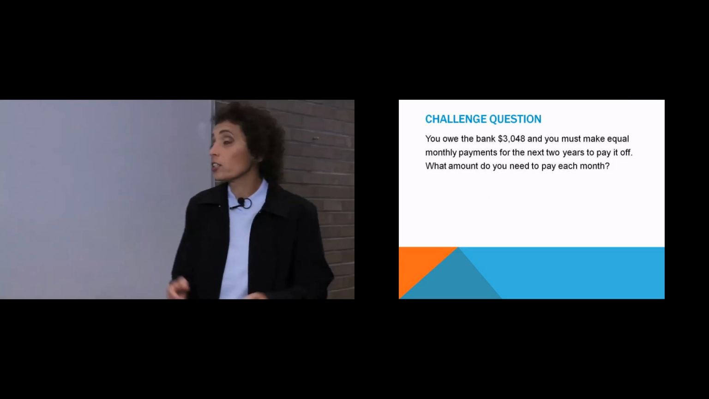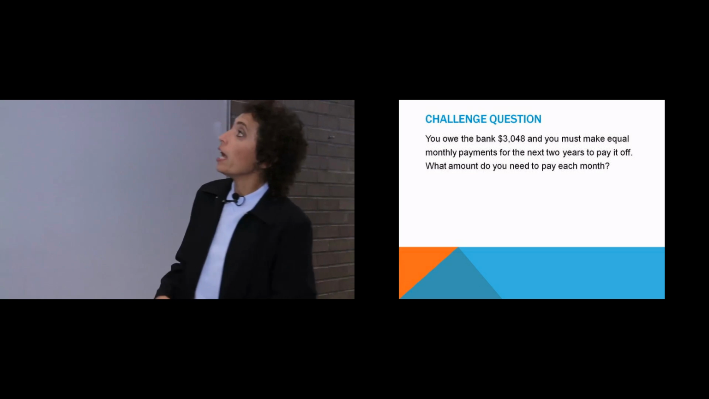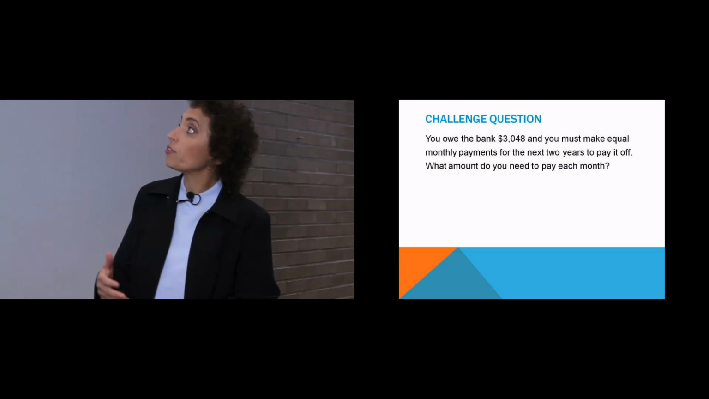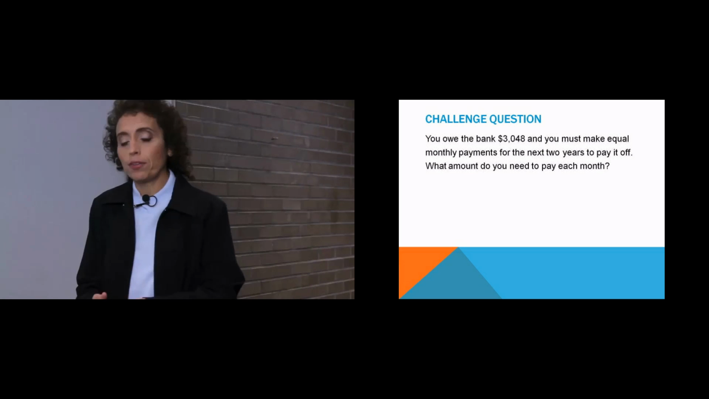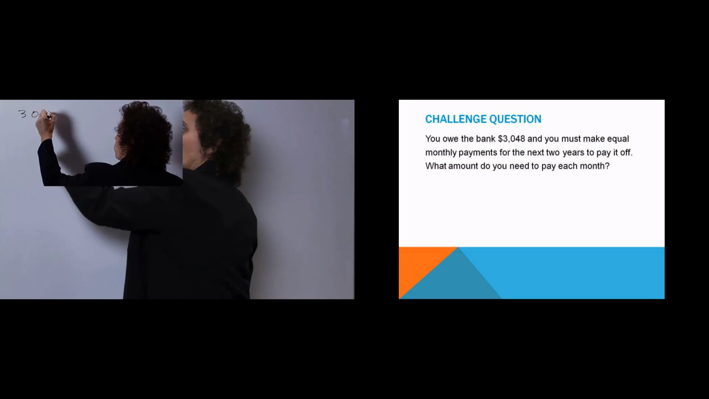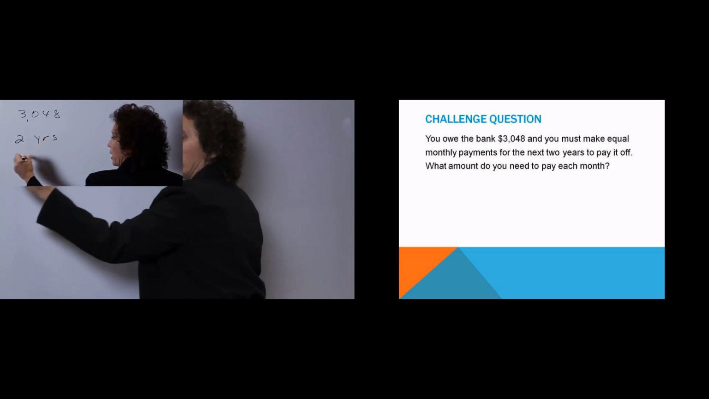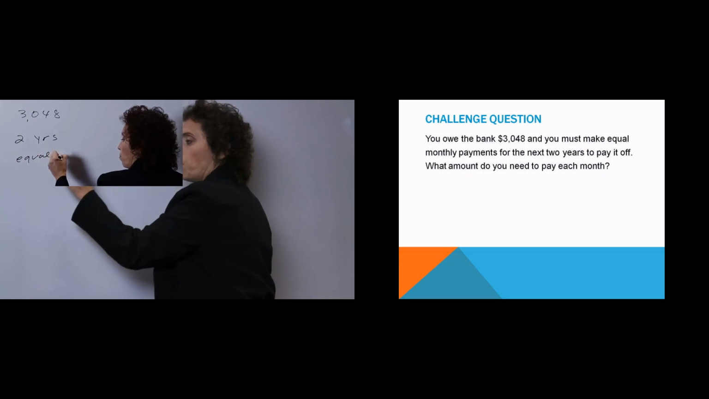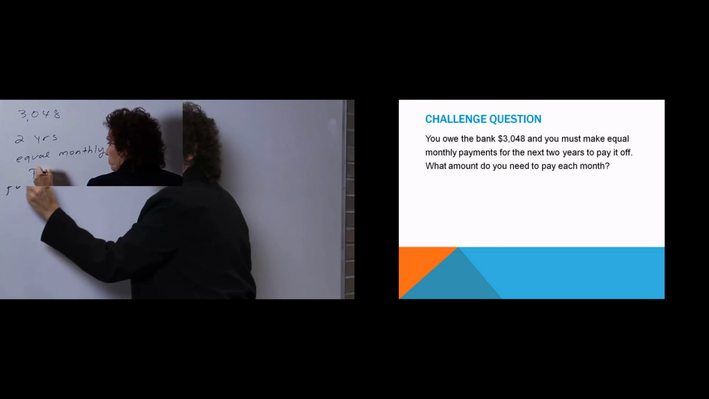Okay, let's take a look at this first question. It says, you owe the bank $3,048, and you must make equal monthly payments for the next 2 years. And how much do you have to pay each month? Okay, so you owe the bank $3,048, and you want to pay it back in 2 years in equal monthly payments.